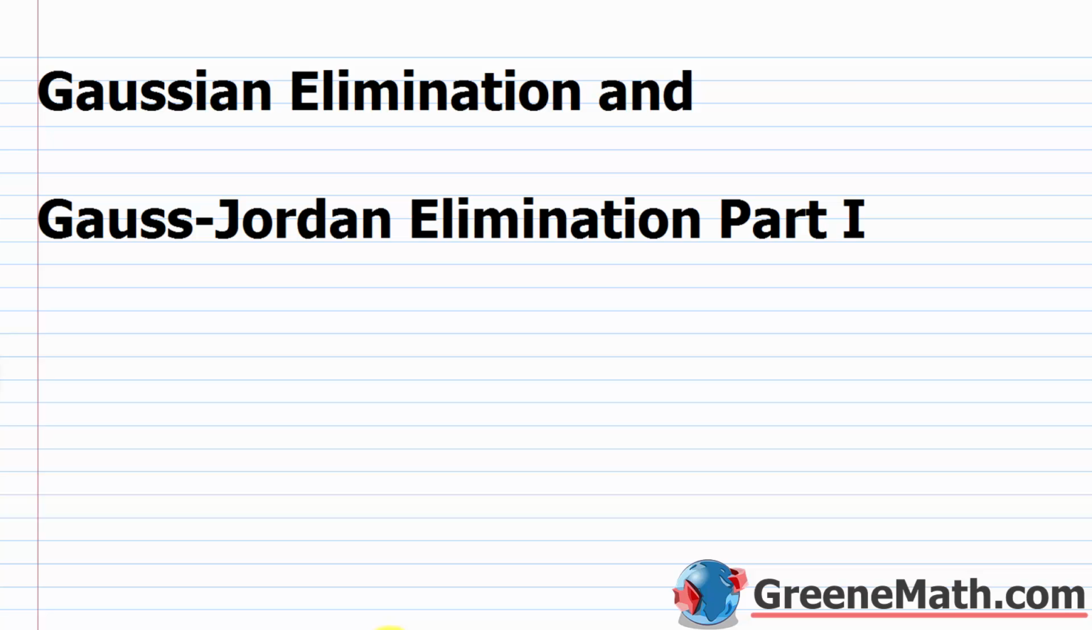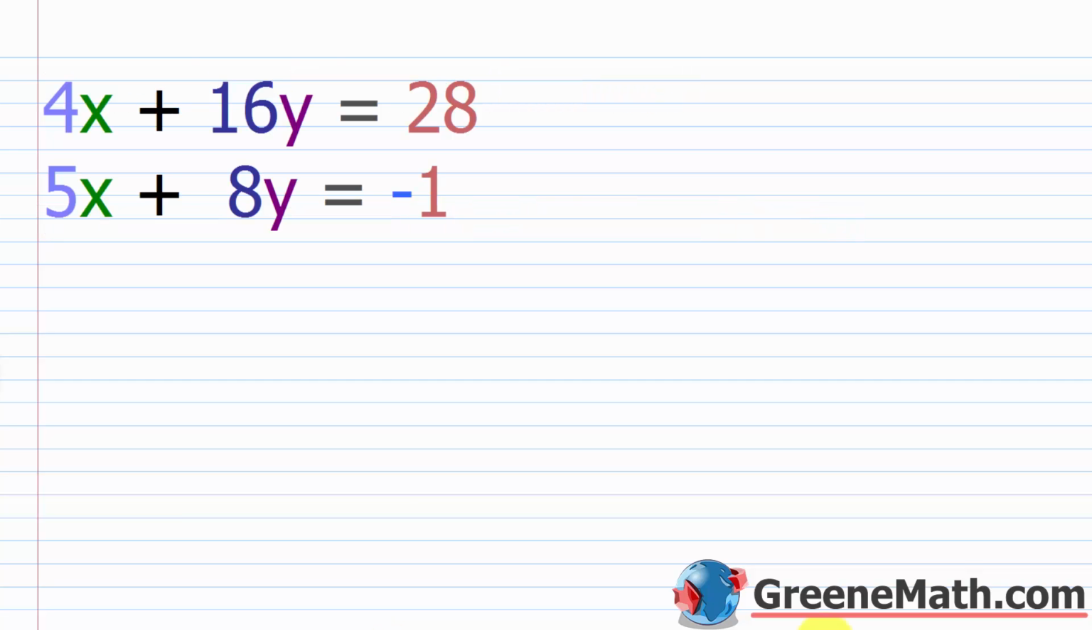In this lesson, we want to talk about Gaussian elimination and also Gauss-Jordan elimination. Over the course of the last few lessons, we've been talking about how to solve systems of linear equations in 2 variables and also 3 variables. We basically covered everything that you would see in a typical Algebra 1 and an Algebra 2 course.